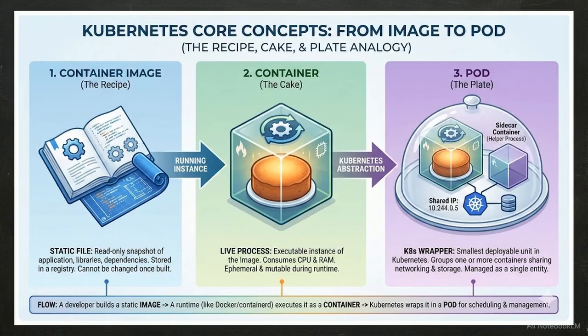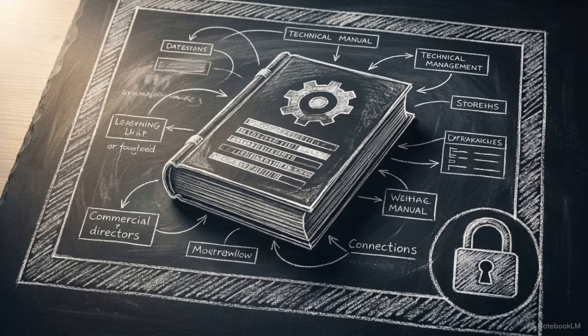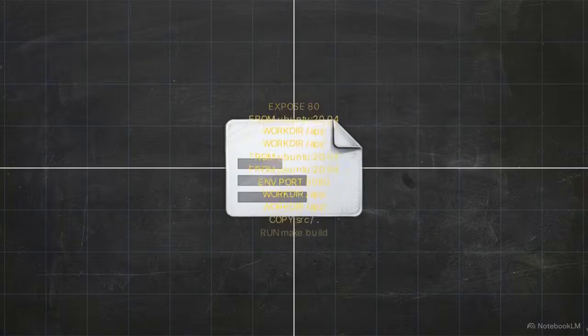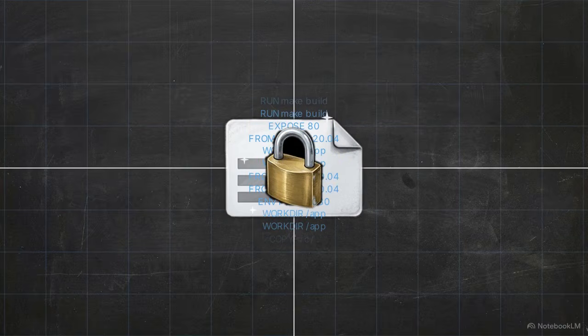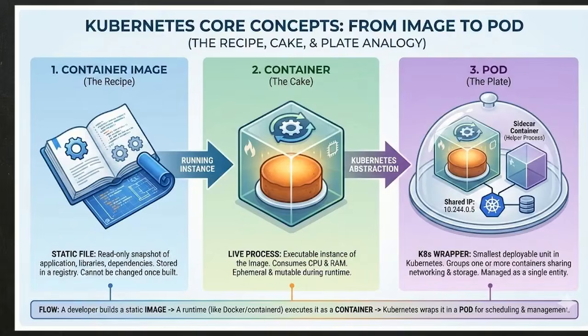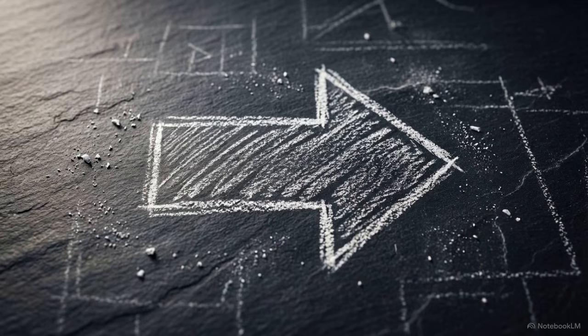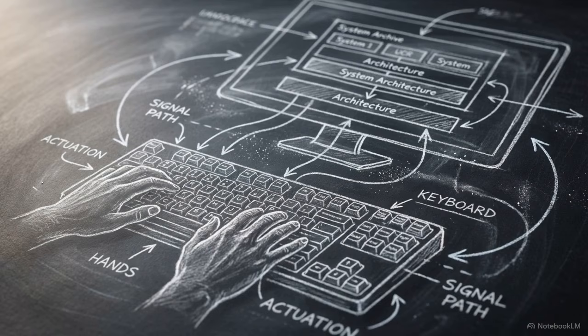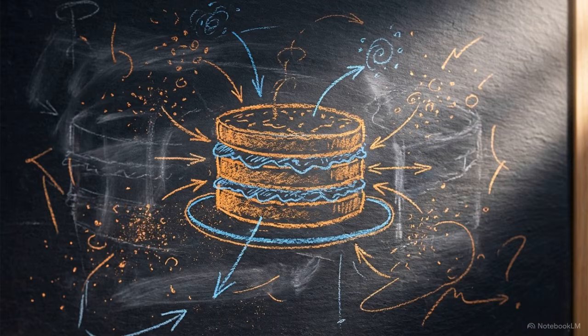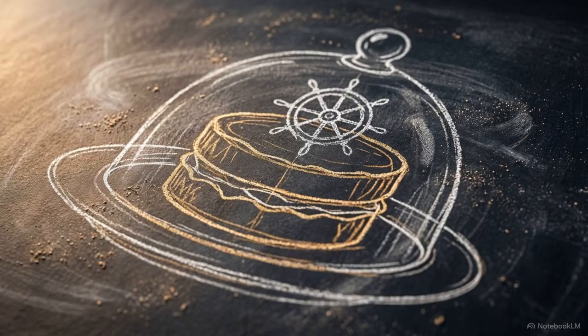To understand what is actually being managed, we look at the lifecycle of the code. It starts as a container image. An image is a static, read-only snapshot of the application. It's like a recipe book. It contains every instruction needed to run the app, but it cannot be changed once it is built. Executed by the runtime, that recipe becomes a live container, the active process consuming CPU and RAM, like a baked cake. Kubernetes then wraps that container in a pod, adding a protective cover and IP address for cluster scheduling. This creates a clear pipeline. Developers build static images, runtimes execute them as containers, and Kubernetes manages encapsulated pods.